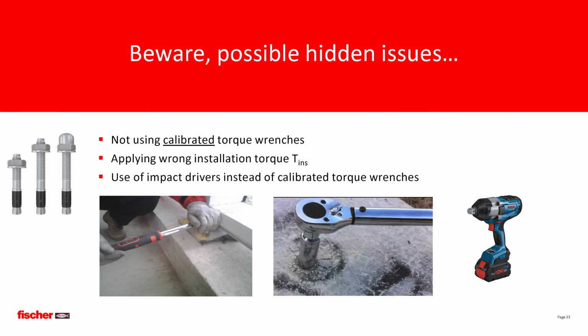Now a question to the audience. What is critical when you are installing a torque-controlled expansion anchor? What sometimes on site during installation is not happening with this type of anchor? Sometimes installers are not using a calibrated torque wrench. They might not be applying the correct installation torque, which is very important because we have a specified installation torque to make sure the expansion clip is activated and the fixing is correctly set.